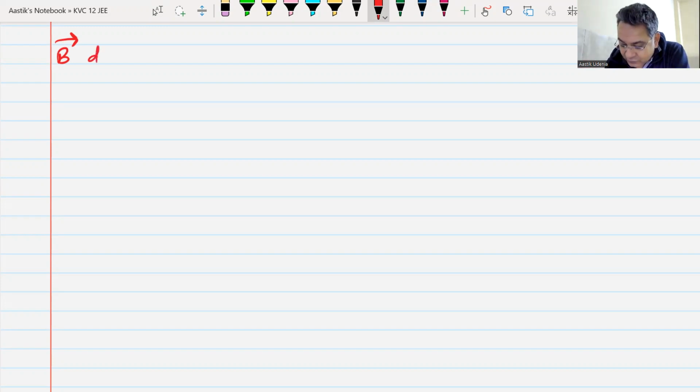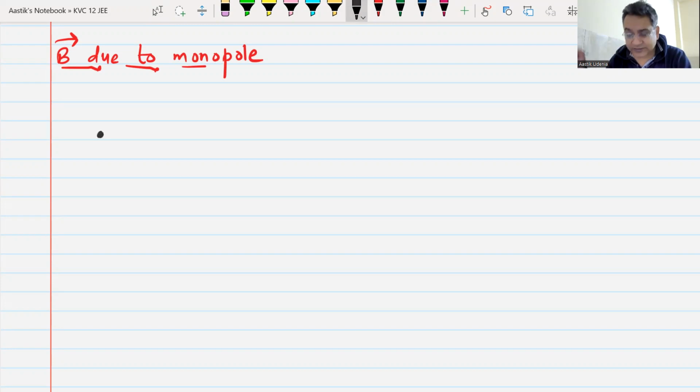Magnetic field due to a monopole. Though monopoles do not exist, we can find out the magnetic field due to a monopole. Now, what is the magnetic field due to a monopole? If I have a monopole which does not exist, let me call it plus m, that means I'm calling it a north pole. I have a point P which is at a distance r.